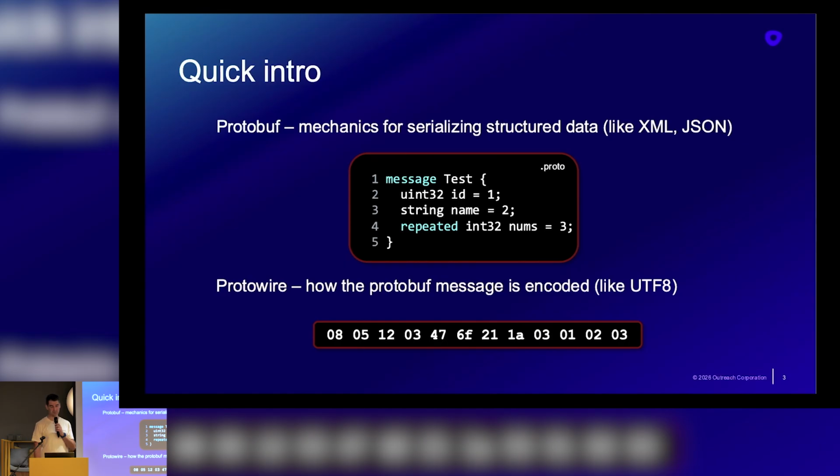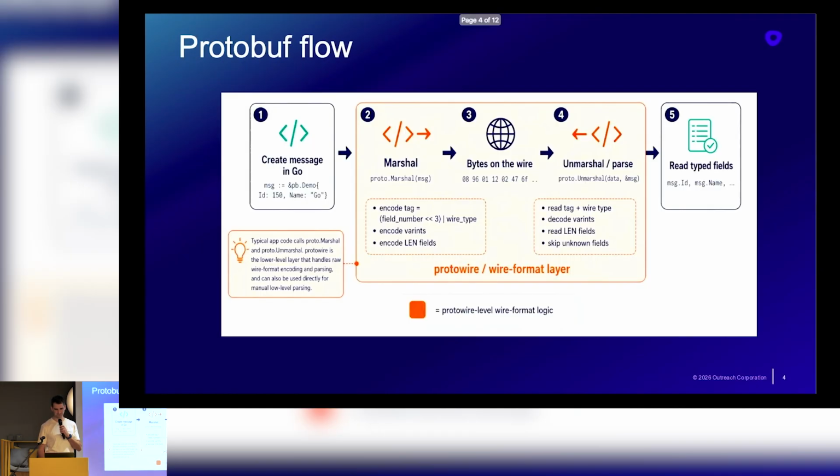And then what is protowire? Protowire is a format that defines how your messages will actually be encoded on the wire into the actual bytes. And this will be our focus for this talk. You can imagine it as UTF-8. It's similar to what UTF-8 does for Unicode.